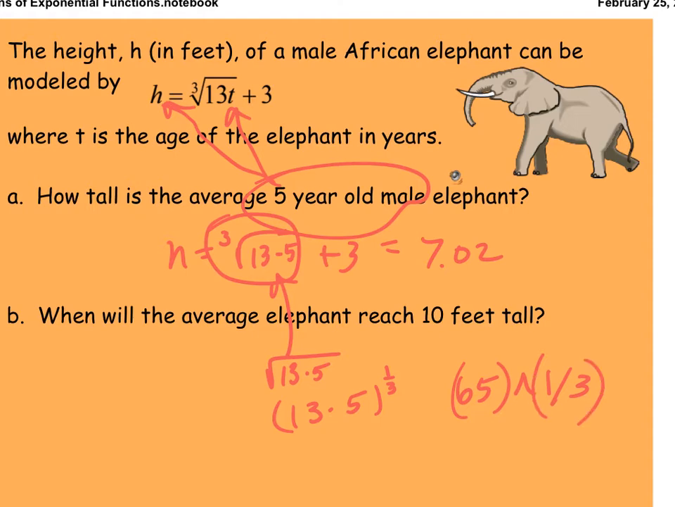Now there is a button, if you really want to know. There's a button that will allow you to do different roots. Let's see if I can find it. I'm sure it's under the math, but I'm not completely 100% sure. There it is, math number 5. Okay.